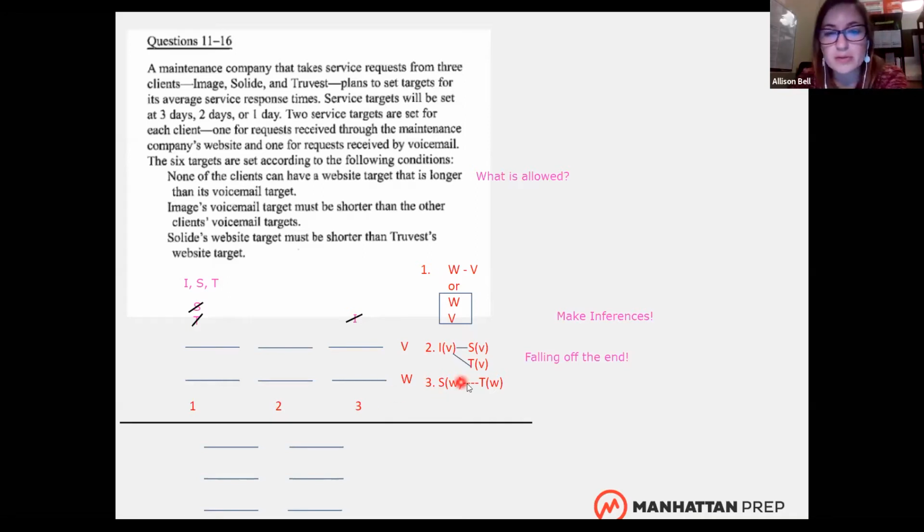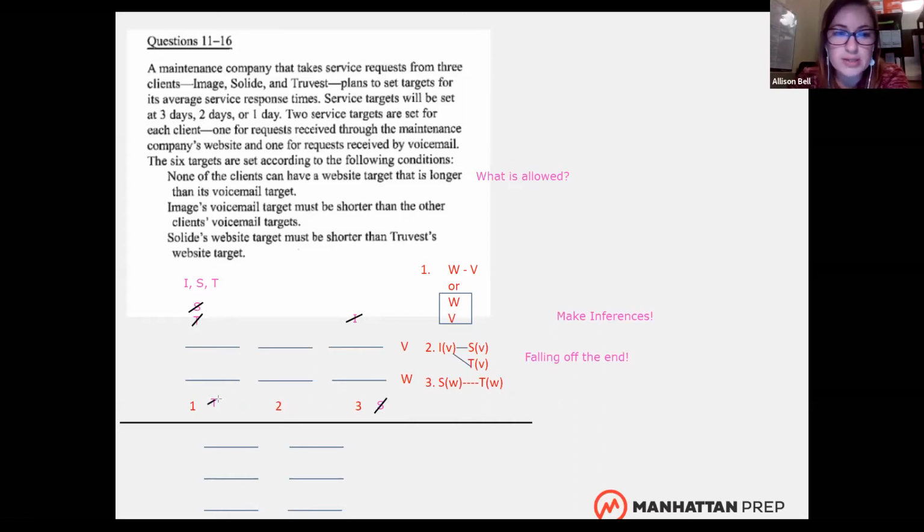So I'll go to my third rule about websites, and I know that S's website has to come before T's. So again, I can make some falling off the end inferences. S is not going to be able to be in third because then T would fall off the end, and T won't be able to be in first because then S would fall off the end. So I'll cross off both of those options.